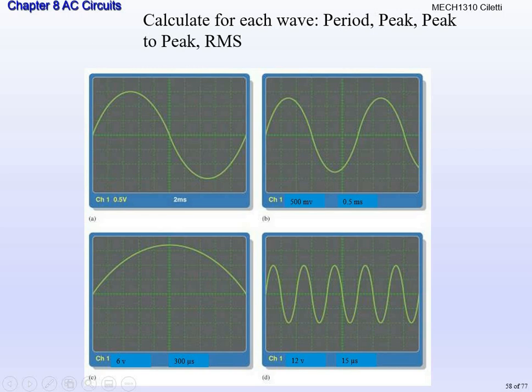All right, the two important things. It says channel one is 0.5 volts. What that means is that's the height of one little square that you see on the screen there. The 2 milliseconds, that's the X dimension on one of those little boxes.